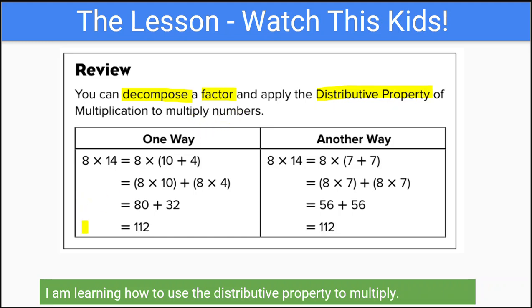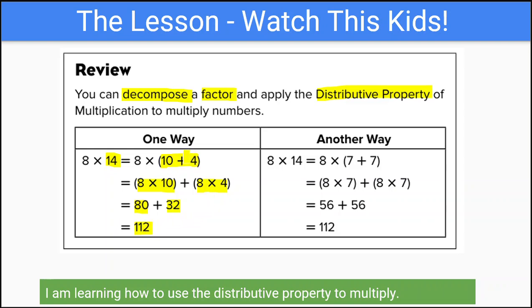Let's take a look at how they did this down here. They had the problem 8 times 14. They decomposed this 14 into a 10 and a 4. So now you have 8 times 10 plus 4. You can break that up and go 8 times 10 first, and then 8 times 4 second, and then add those two together. 8 times 10 is 80, 8 times 4 is 32, and 80 plus 32 equals 112.